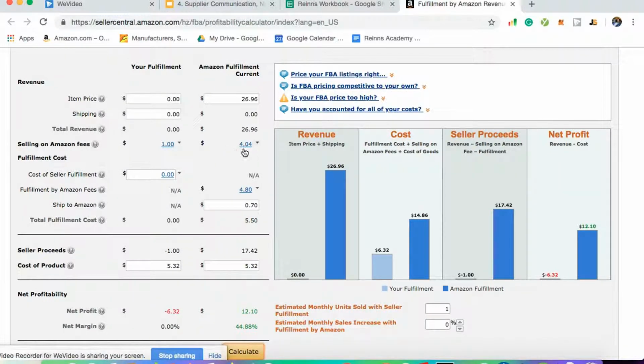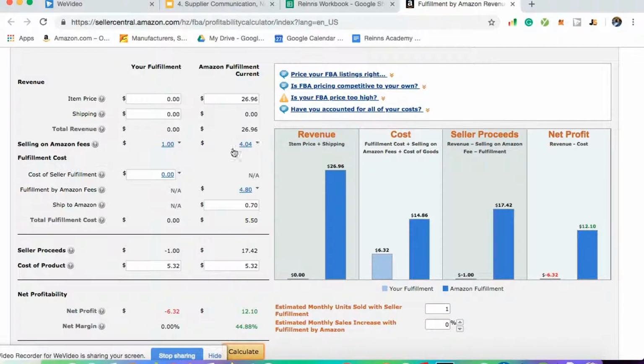We need to get these values here, 4.04 and then 4.80, because now we know that we're able to get the selling on Amazon fees and then the FBA fees. So here they are. Once we get those fees, it's very important, because now we are able to know what Amazon will charge us to pack our products, pick and pack, and then also deliver to the customers who buy them. For example, FBA, fulfillment by Amazon. This is what Amazon is going to charge you per unit for them to pick, pack, and then deliver to the customers who buy them.